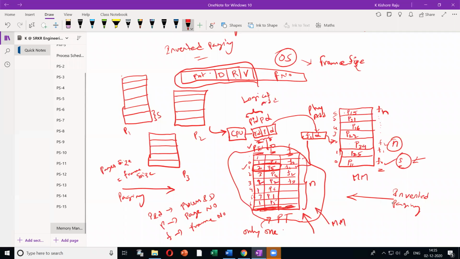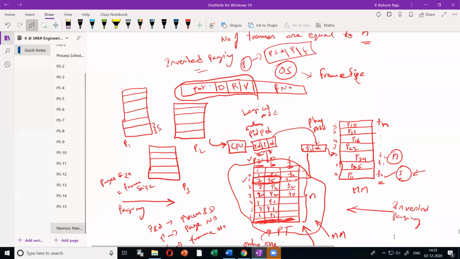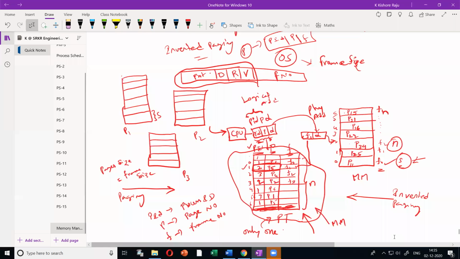But what changes is that instead of P, it was divided into PID and P, and the frame number. PID, P and the frame number. That is the only thing. So the remaining structure will be as it is. Like this, your inverted paging can be implemented.